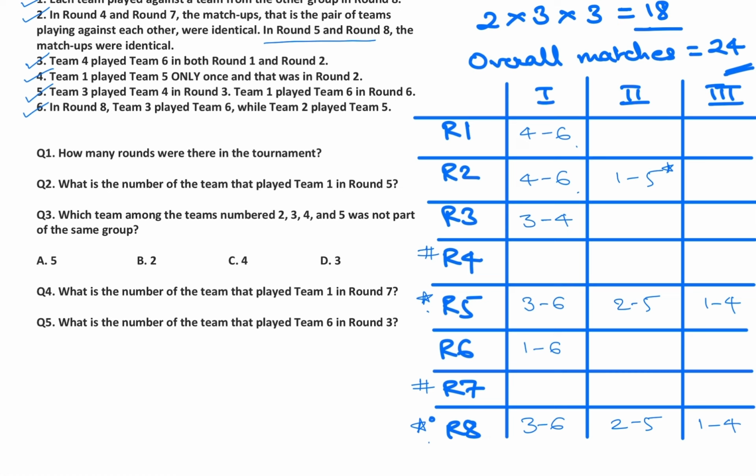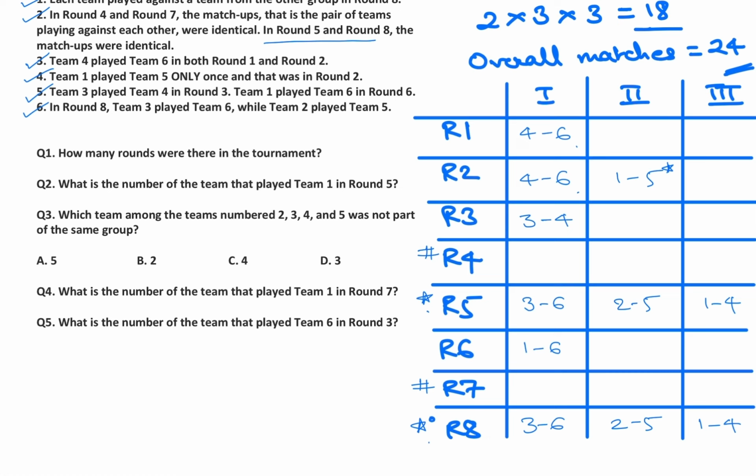Now team 4, team 6 is done. Let's look at round 2. Team 4, team 6 is done. Team 1, team 5 is done. I am left with team 2 and team 3. Okay. So team 2 and team 3 will also be cut off. Now I'll go to round 3. Round 3 and round 6, we have one data given. Now let's try to find what will be in round 4 and round 7, because we know that they both will be identical. So even if I find one row, I'll be able to find that it will be the same data in round 7 as well.